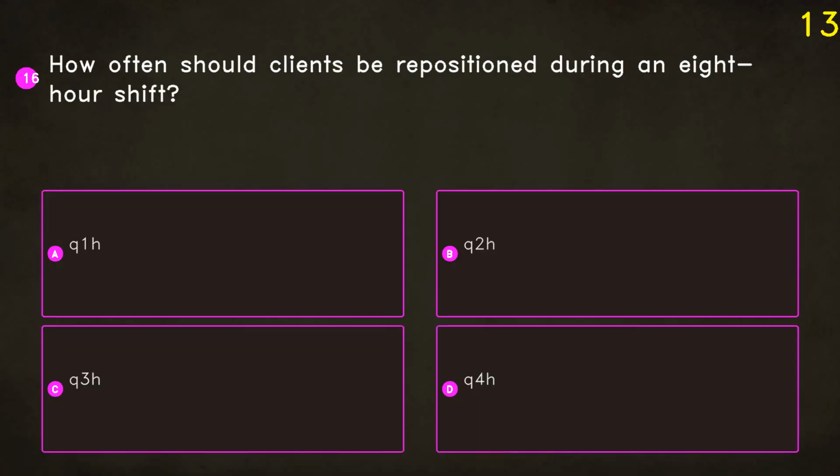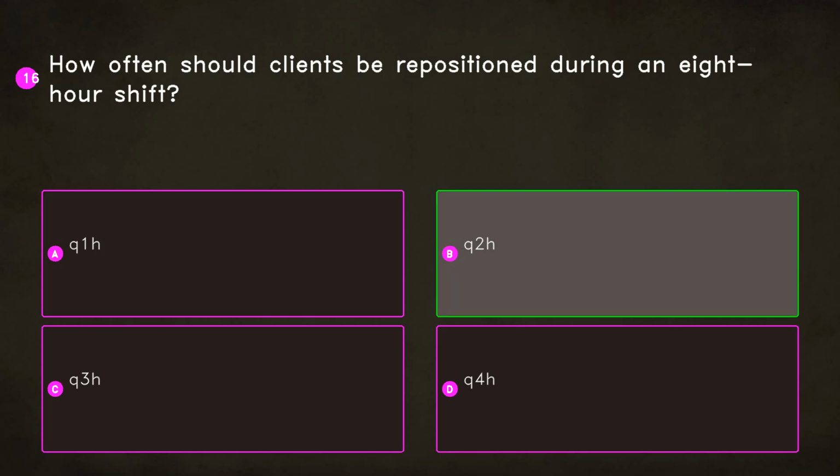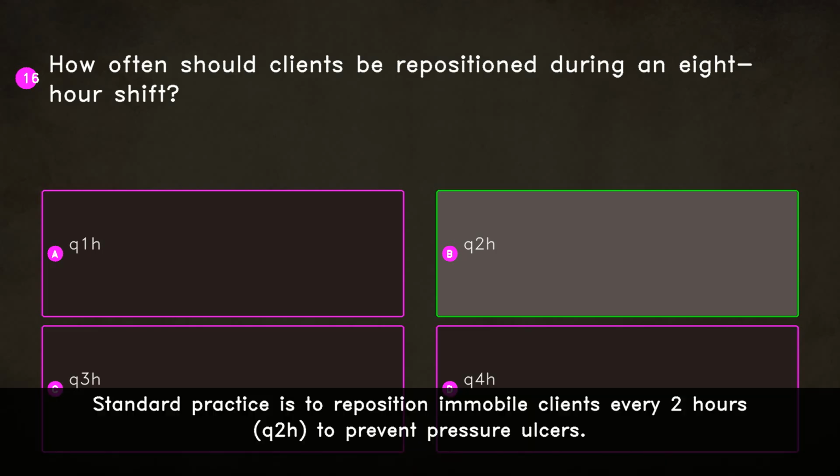Question 16. How often should clients be repositioned during an 8-hour shift? A. Q1H. B. Q2H. C. Q3H. D. Q4H. The correct answer is Q2H. Standard practice is to reposition immobile clients every 2 hours, Q2H, to prevent pressure ulcers.